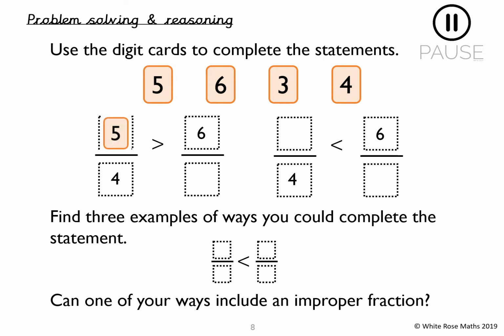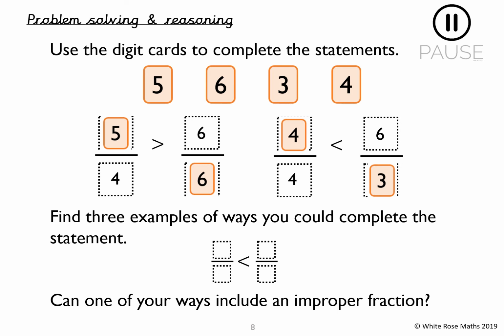Like I said, there are different combinations of answers for this. I've gone with 5 quarters is greater than 6 sixths. I know that because 6 sixths is 1 whole one. 5 quarters is more than 1 whole one because 4 quarters would make 1 whole one. So automatically I know that 5 quarters must be more than 6 sixths. Going across, this time I've gone with another whole one, so I've said 4 quarters. That's going to be less than 6 thirds, because 6 thirds is the same as 2 wholes, because 3 goes into 6 twice. So 1 whole one is less than 2 whole ones.